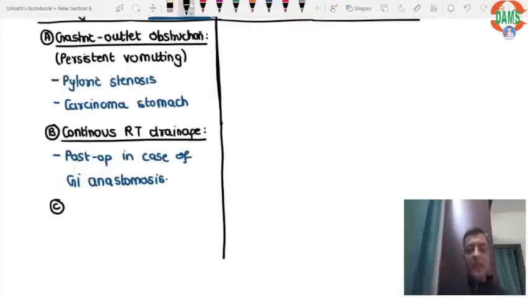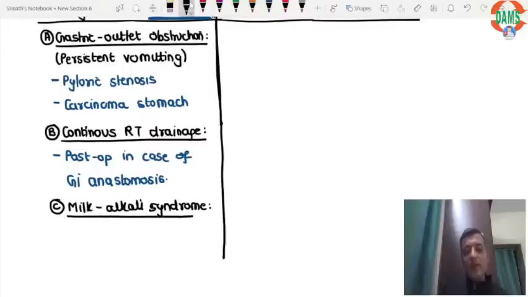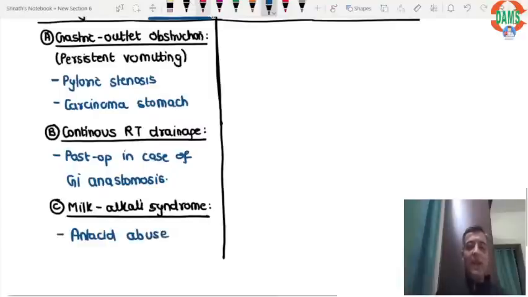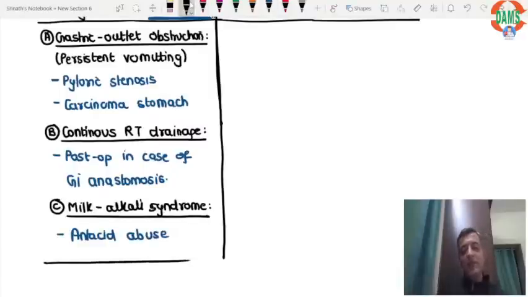And number C, what happens to most medical students when they are waiting for the exam, and worse when they are waiting for the result, is the milk alkali syndrome, that is antacid abuse. So while waiting for the result, waiting for exam dates, our hyperacidity is through the roof. So the poor medical student consumes a high quantity of Gelusil, leading to the antacid abuse problem we are having.